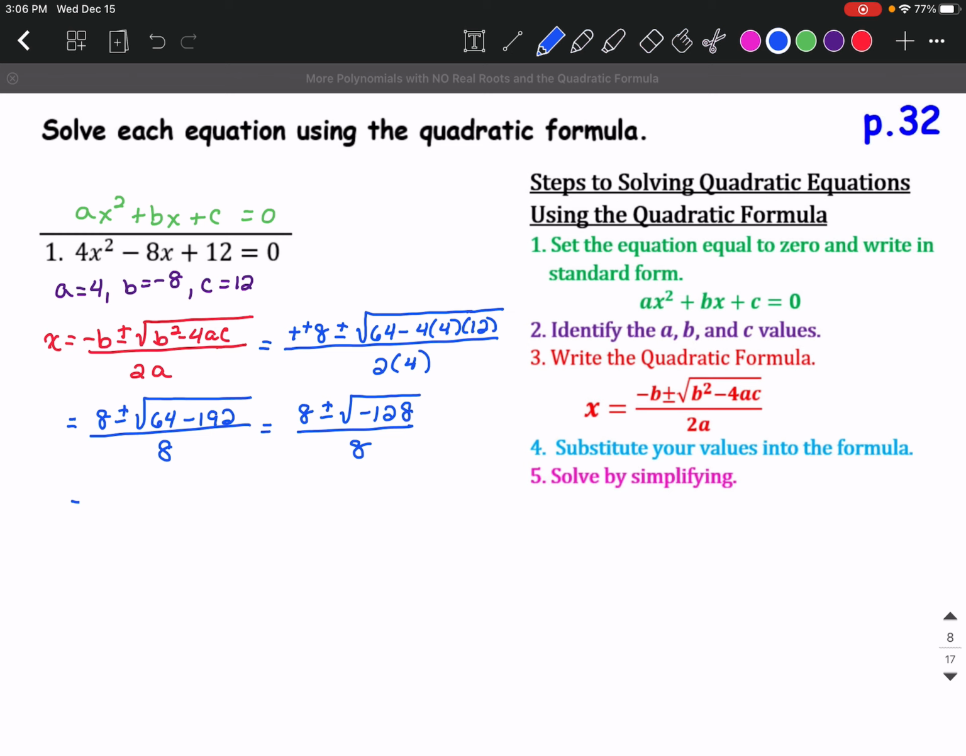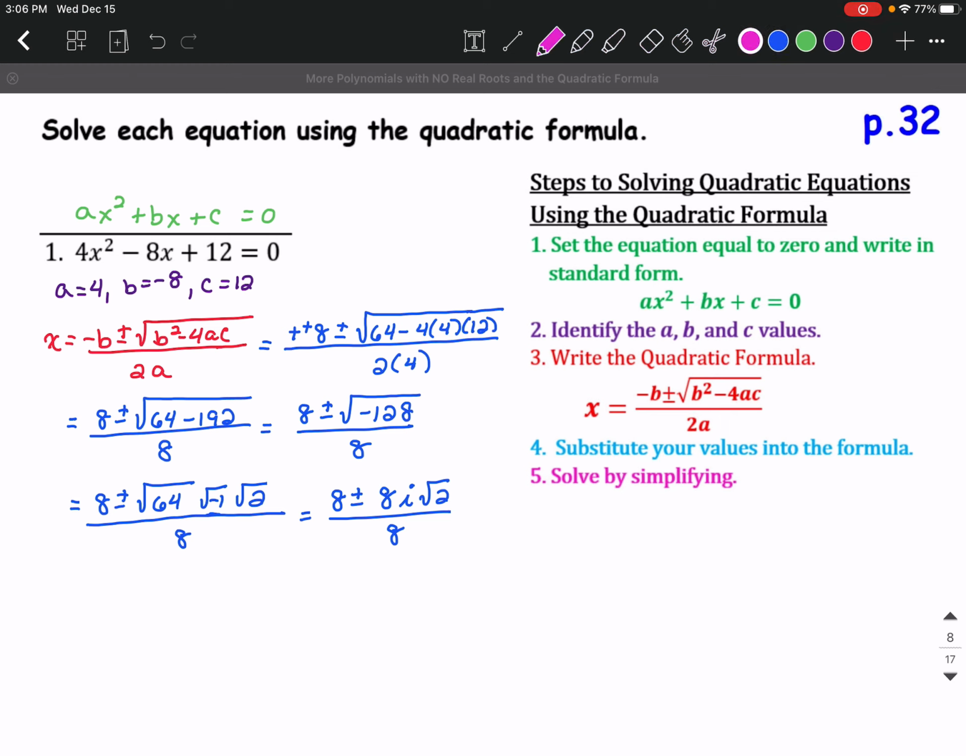Now we need a perfect square that goes into 128. The biggest perfect square that goes into negative 128 would be a 64, and it goes in 2 times, but don't forget about that negative 1, all over 8. So now we have 8 plus or minus the square root of 64 is 8, the square root of negative 1 is i, and I don't know the square root of 2, all over 8.